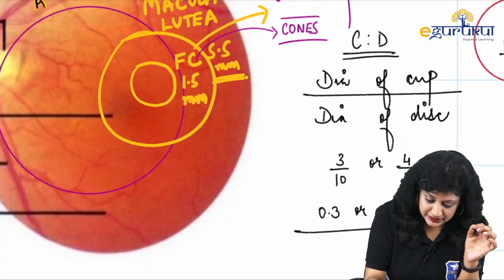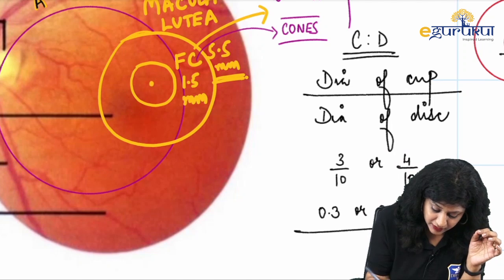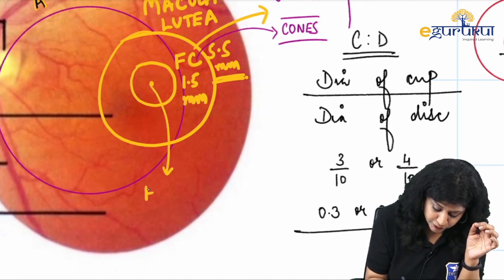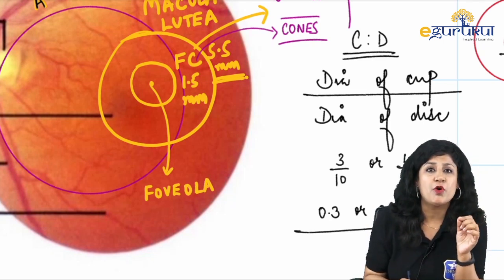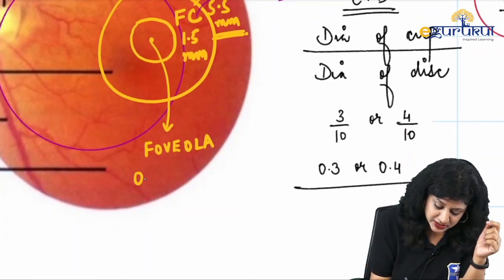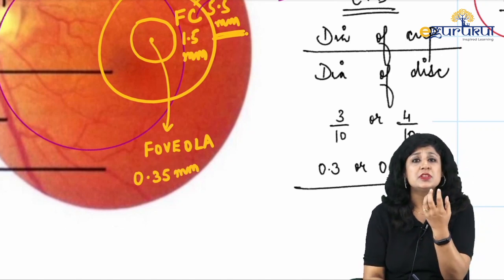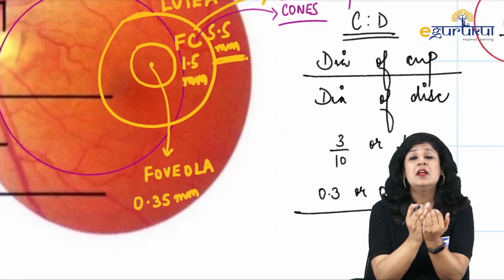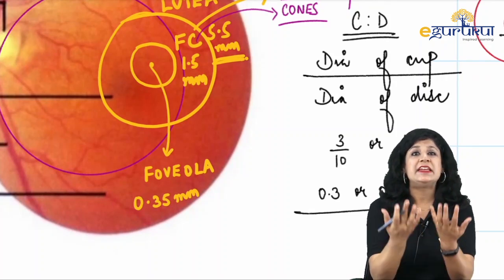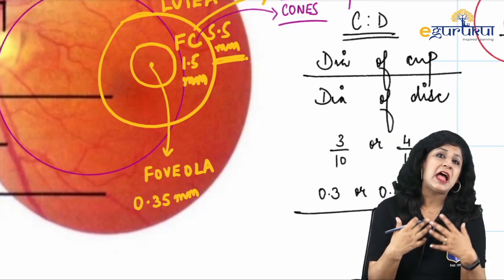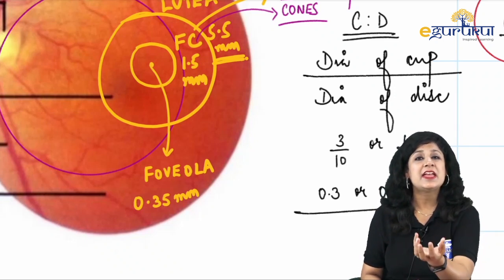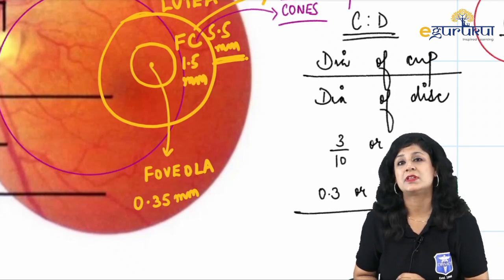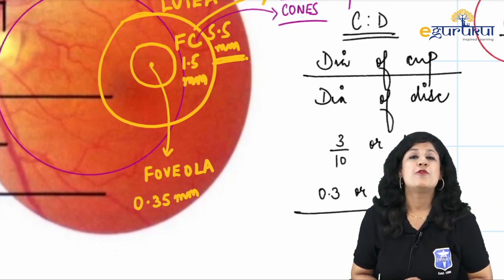Now, just at the center of this fovea centralis, we have a thing which is called as the foveola. This is called as foveola, and the diameter of this foveola is again very less, that is just 0.35 mm. So, this is the central area of the macula which is responsible for giving a shining reflex. So, I can say that whenever I am seeing a healthy macula, I get this bright yellow reflex from the center of the macula called as the foveolar reflex.